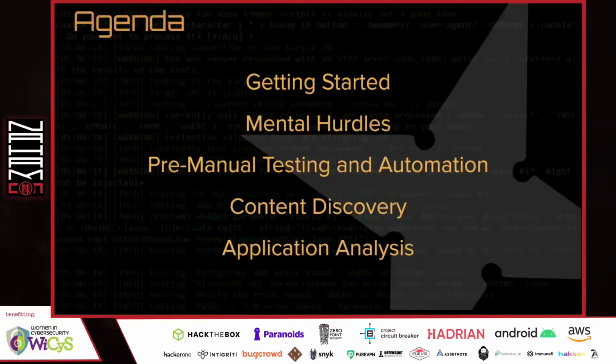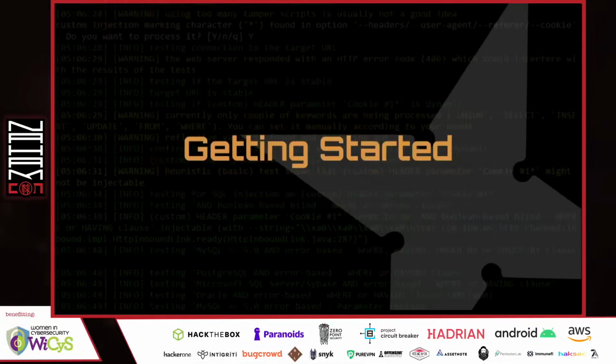So here's the agenda for today. We're going to do a little bit of a getting started section for newer people. This talk is intended mostly for new to intermediate hackers who are getting into offensive security, but there are also some tips and tricks in there for the seasoned veteran as well. We're going to talk about mental hurdles to testing. We're going to talk about pre-manual testing and automation. We're going to talk about content discovery, and then we're going to get into probably the biggest section, application analysis. So let's get started.